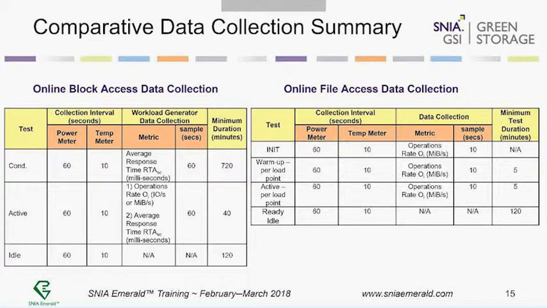I have a question about the power meter collection interval. I thought we were supposed to take the operations rate every 10 seconds and divide that by the power. But does that mean that we're going to take 6 different operations samples and divide them by the same power number? Because you're doing the operations every 10 seconds and the power meter every 60? Yeah.